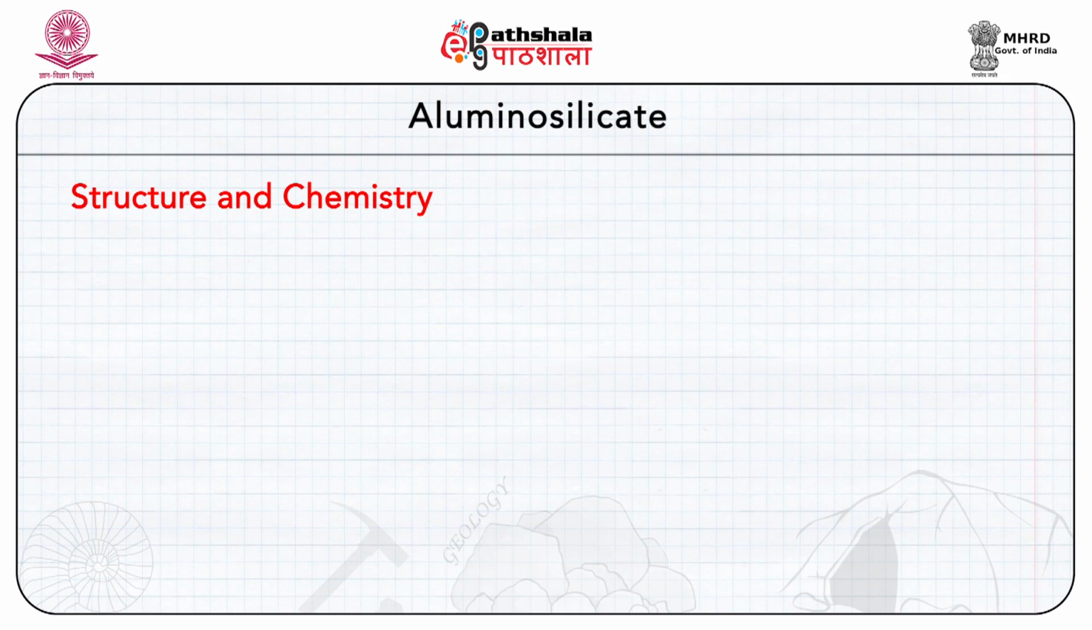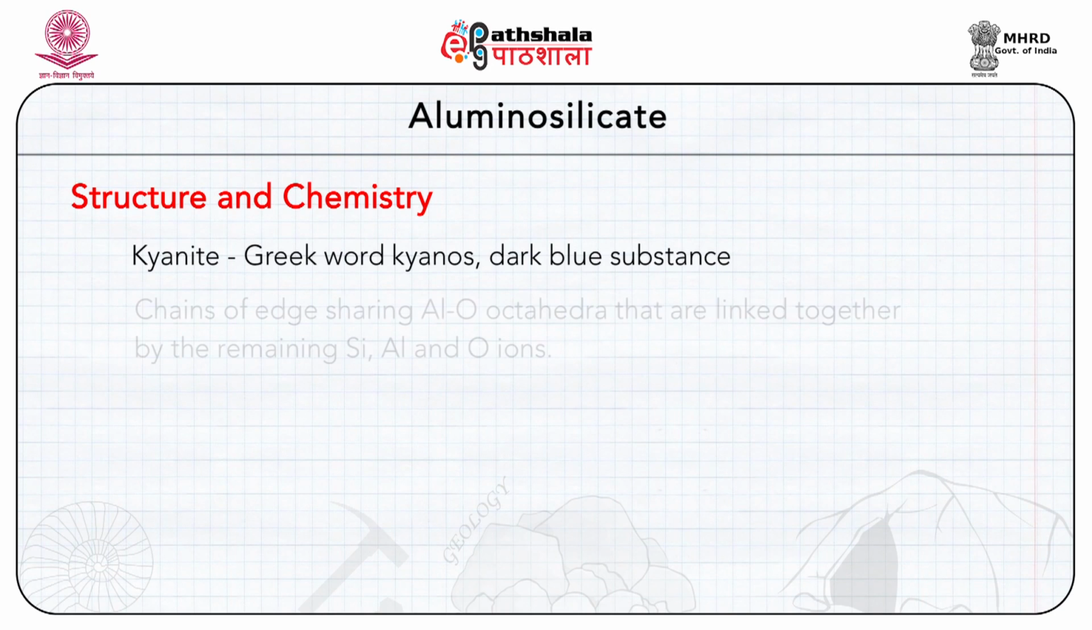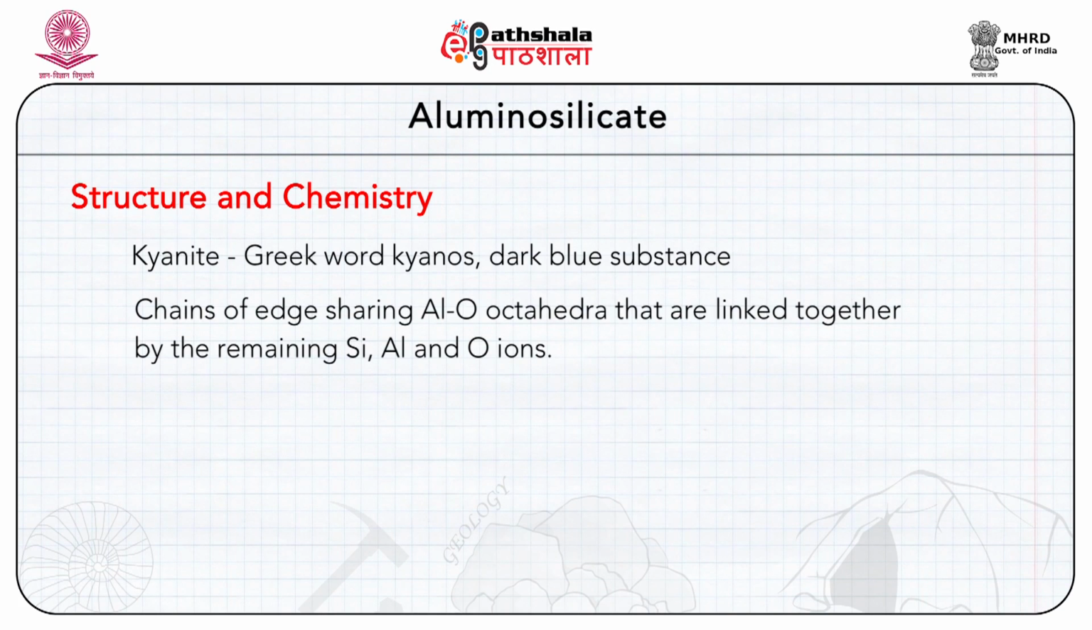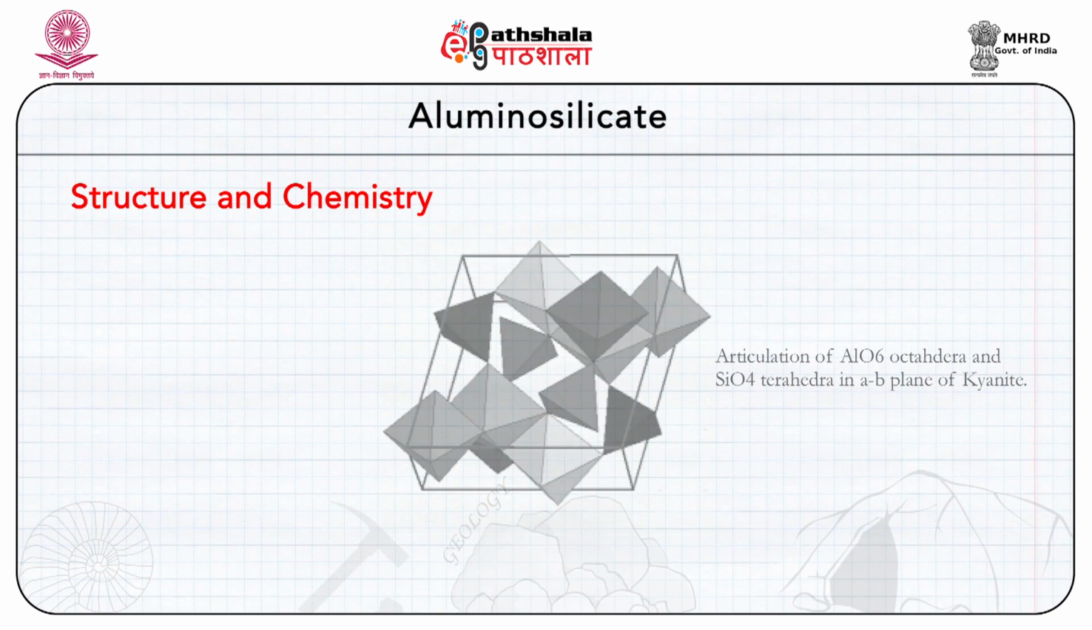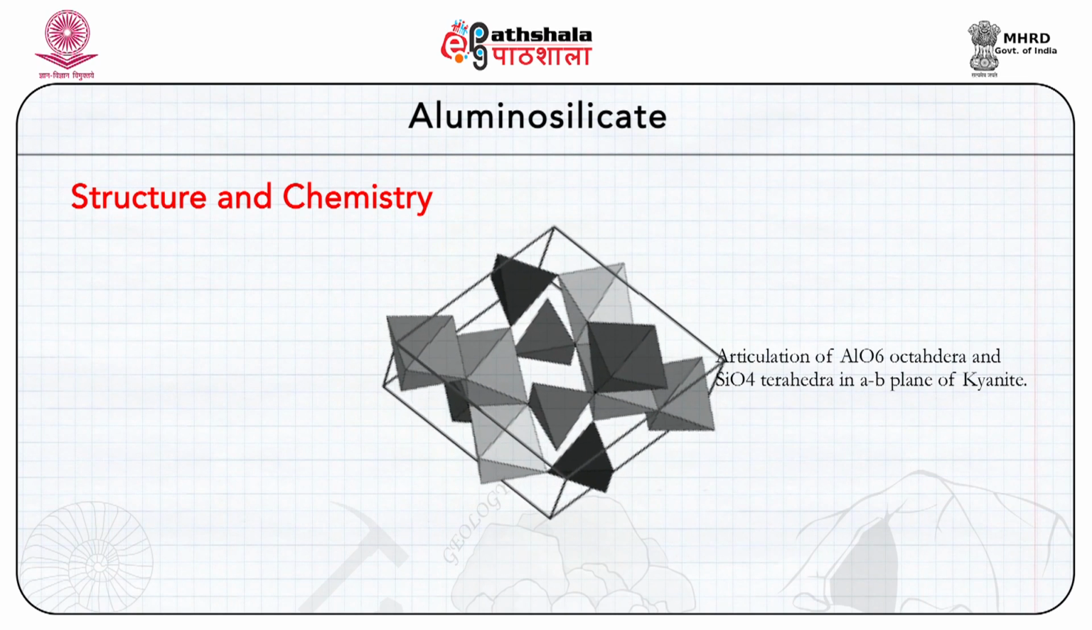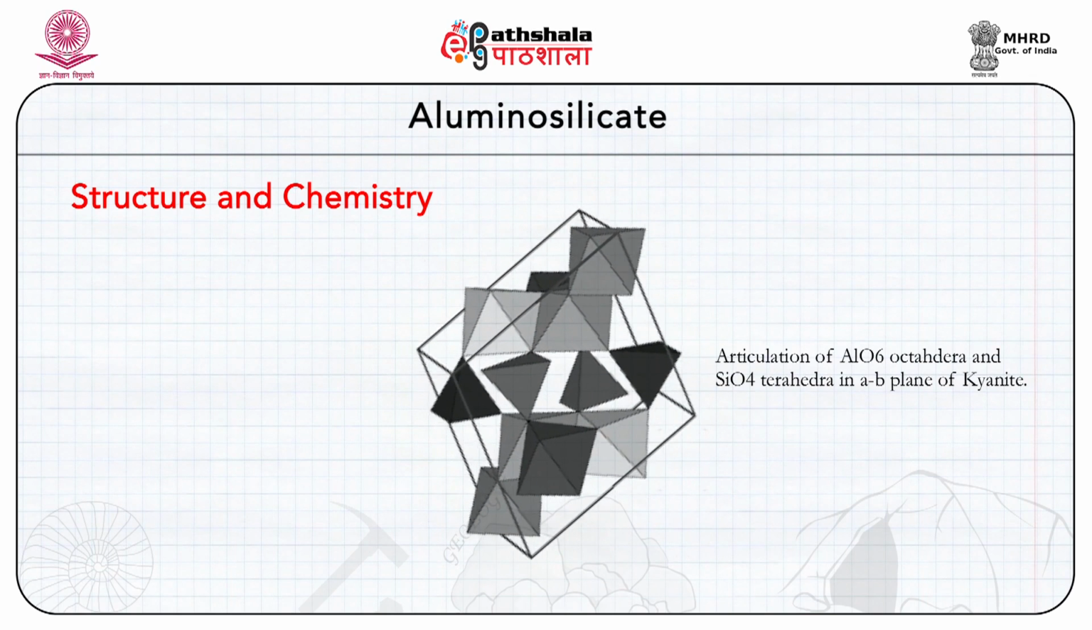They have been widely studied in petrology as they are useful as temperature and pressure markers of metamorphism in crustal rocks. Now, we will deal with the structure and chemistry of these minerals. Kyanite, from the Greek word kyanos, meaning dark blue substance. The structure of kyanite consists of chains of edge sharing AlO6 octahedra that are linked together by the remaining silicon, aluminum and oxygen ions, silicon being coordinated by 4 oxygen ions and aluminum by 6 oxygen ions.